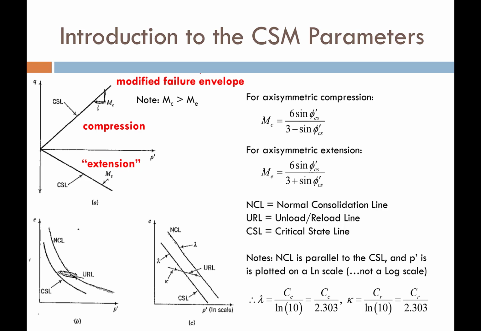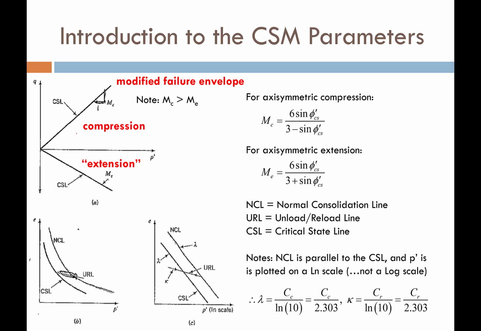So, for axisymmetric compression, meaning that if we have a three-dimensional soil element, all of the axes are being compressed simultaneously at the same time, that slope is going to be equal to this term right here. It's a function of the critical state friction angle. For axisymmetric extension, the slope of that modified failure envelope in the extension space is going to be equal to this equation right here. Notice the only difference is the plus or minus sign in the denominator.